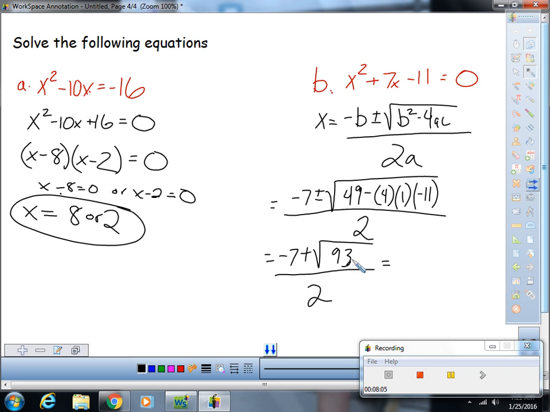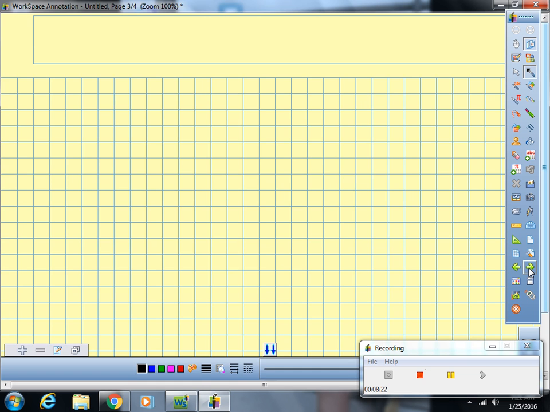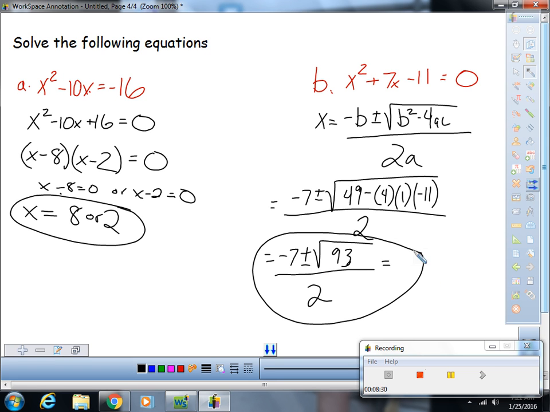So, do any of these numbers from this list go into 93? 9 doesn't. I don't think they do, right? I forgot my plus or minus. That's my answer. That's the best I can do. Okay? Can I get a quick boom?